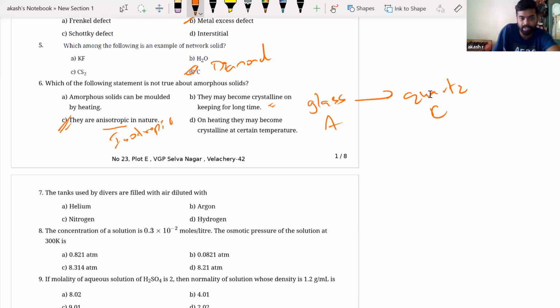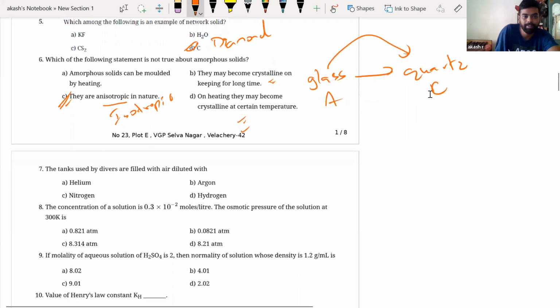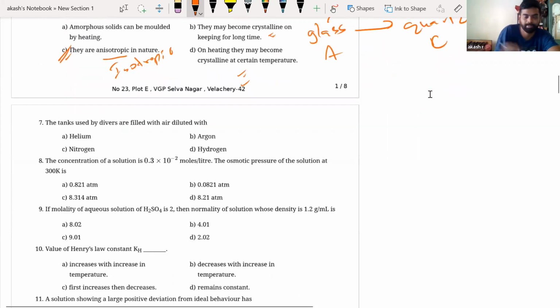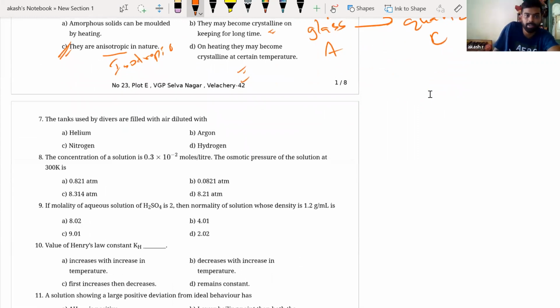On heating, they may become crystalline at certain temperature. Yes, this is also possible. This is what happens in your glass to quartz also. Okay, fine. Next. I think this is an easy question. Tanks used by divers are filled with air diluted with nitrogen. Right. Next, the concentration of solution is this much, right?